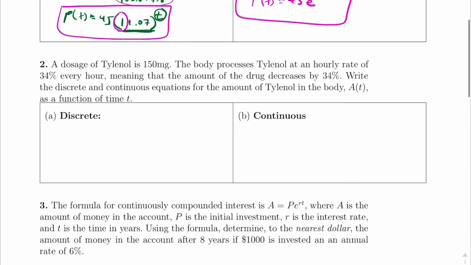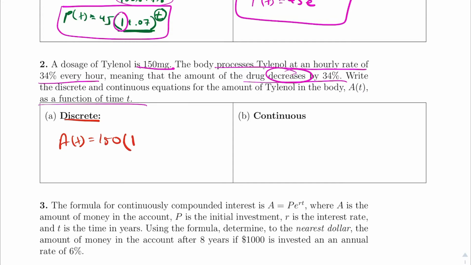A dosage of Tylenol is 150 milligrams. The body processes Tylenol at an hourly rate of 34% every hour, meaning that the amount of the drug decreases, wow, keyword, by 34%. Write the discrete and continuous equations for the amount of Tylenol in the body, A of t, as a function of the time t. So here, because it's decreasing by 34%, we would say the amount of Tylenol for the discrete case starts off at 150, and each hour we keep 100% of what we had before, but then we lose 0.34 or 34% every hour. So each hour that goes by, the multiplier is going to be the result of this.